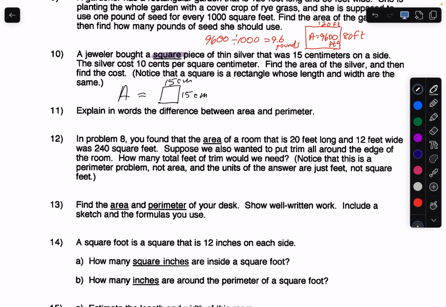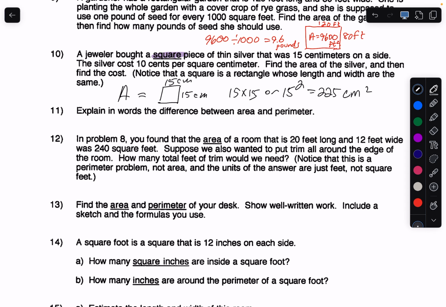You can also think of it as the side squared. It's 15 squared. 15 times 15 is 15 squared. So you can write it as 15 times 15, or you can write it as 15 with the little square. Mathematically, it's going to do exactly the same thing. 15 squared is 225. That would be square centimeters.